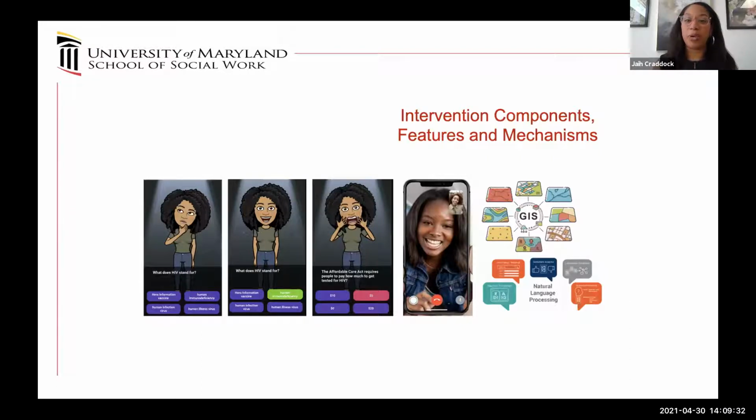And then some GIS, which is geographical information systems, which allows them to find out what's local to them. So where's the nearest place to get tested? Where's the nearest places to get resources, and allow that to be custom made for their own place and time.